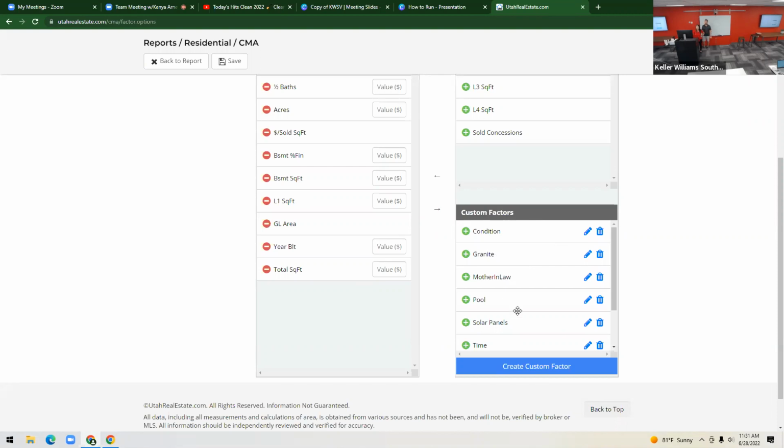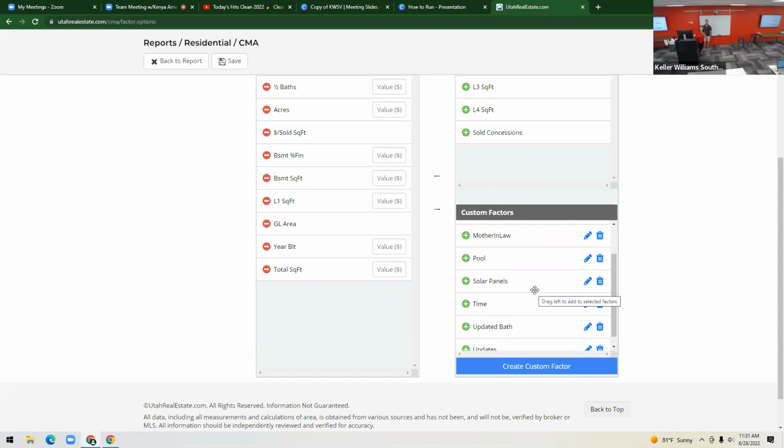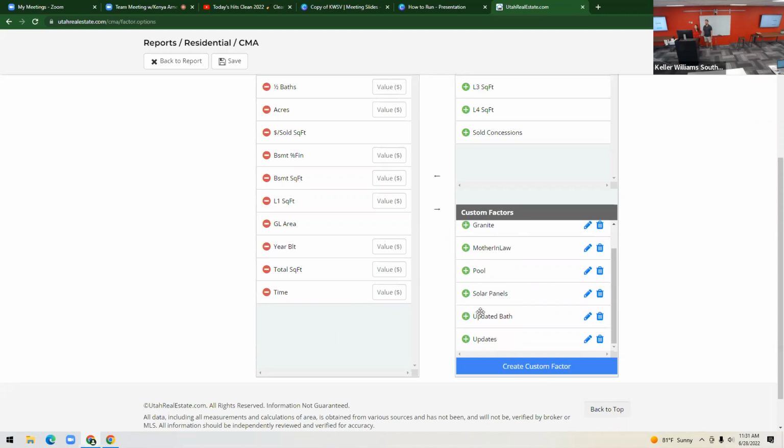About the properties, I've thrown in a few in here. The appraiser doesn't like some of them. But I also think it's important to know that there's a difference between market value and appraised value. So we have to look at things that the appraiser sometimes doesn't. So, you know, I've thrown in mother-in-law in the past. Solar panels is the one that the appraisers don't really like. Time adjustment is one that he agrees with, and updates.